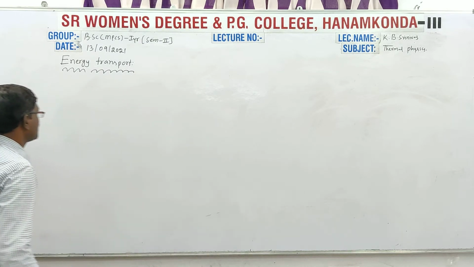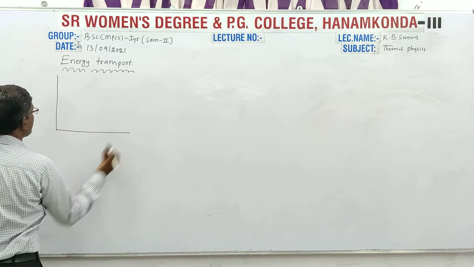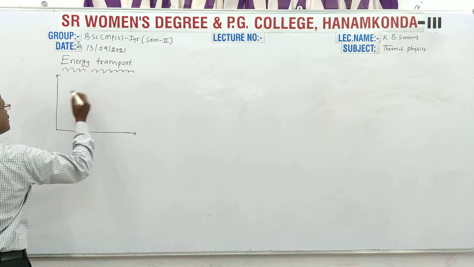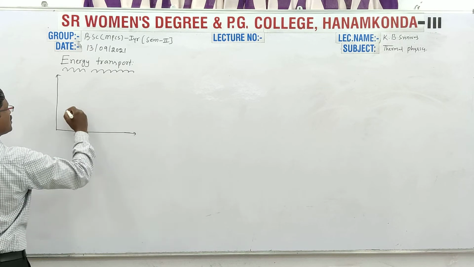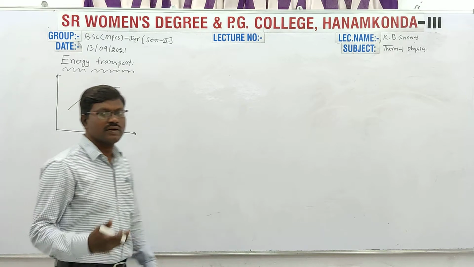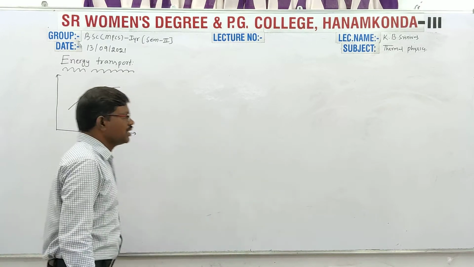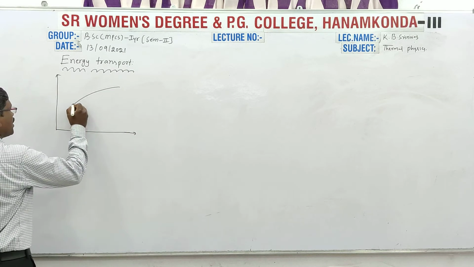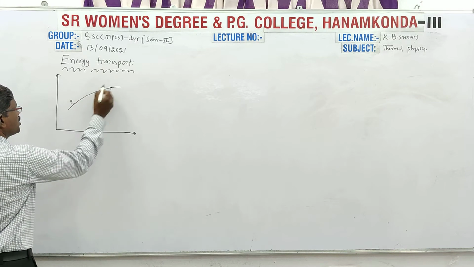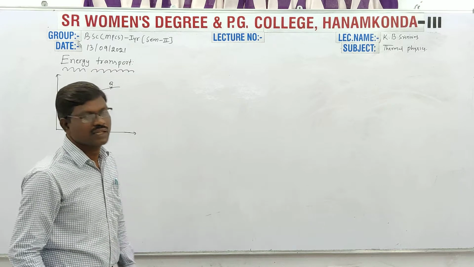For that, I am considering the same diagram, a part of a wire. This is the displacement, this is the direction of propagation. Let us imagine the transverse wave is traveling along the positive x direction. Here I am considering one part of the transverse wave as PQ, a part of a wave produced in a string.